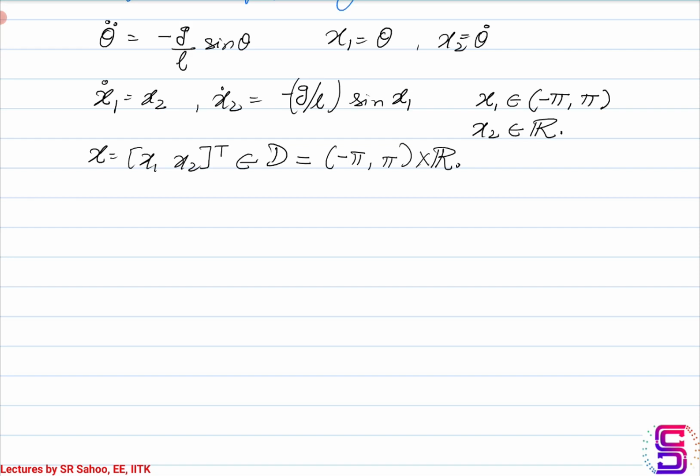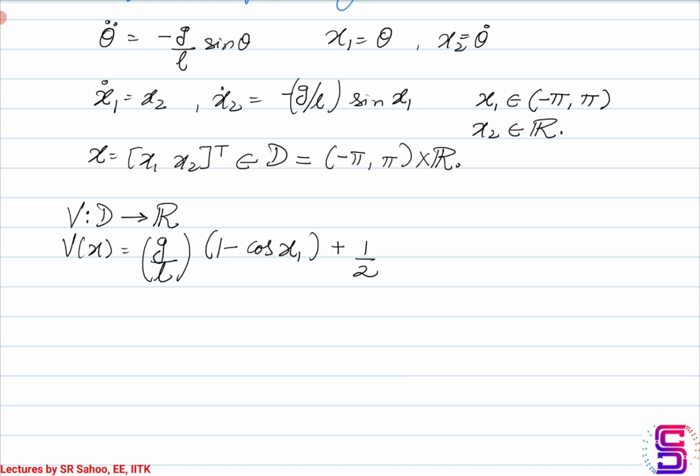Now we need to form a Lyapunov candidate function that maps D to R. One such function is g by L times (1 minus cos x1) plus half x2 squared. You notice the first term here is the potential energy function, and the second term represents the kinetic energy function.